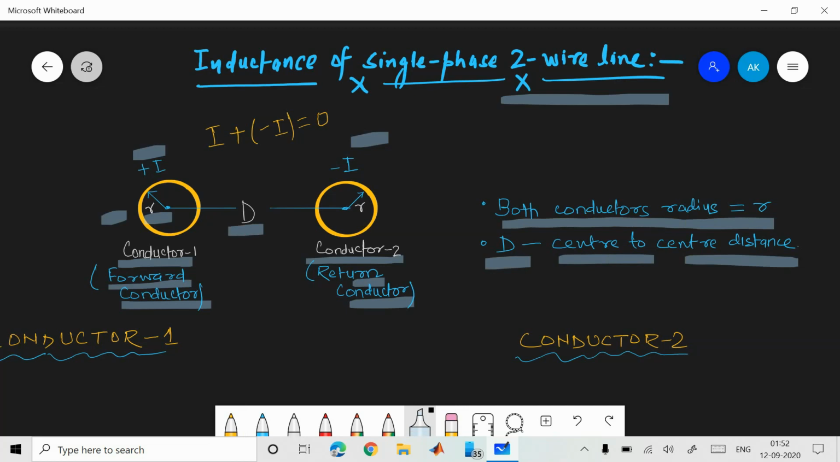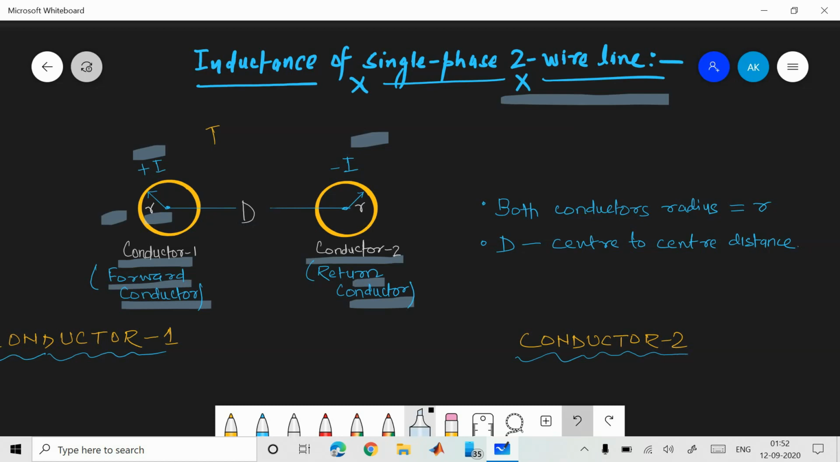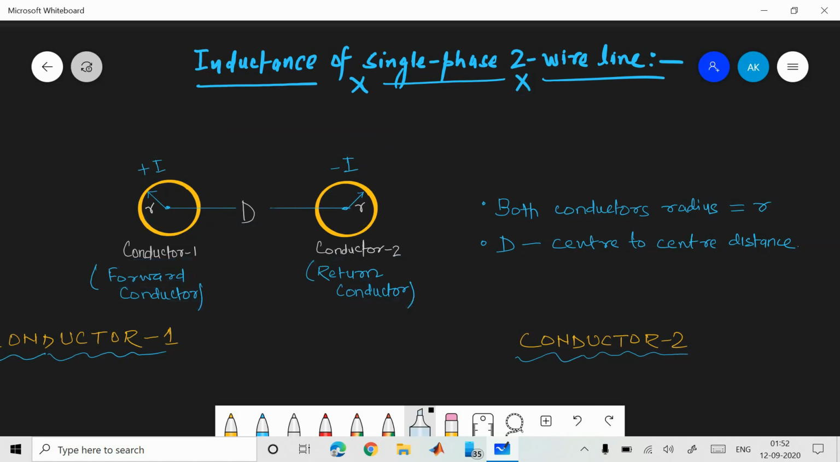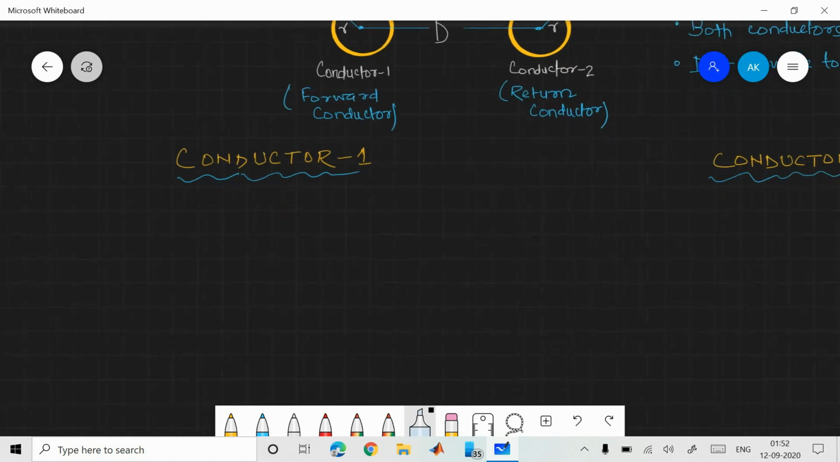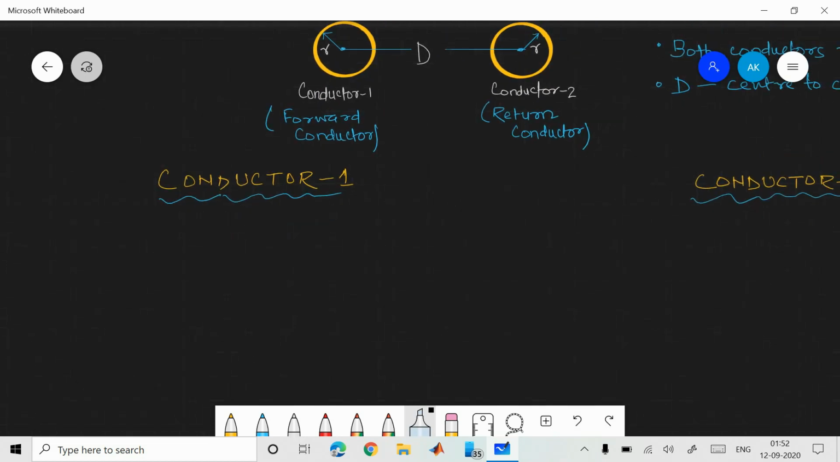Now we will talk about the first conductor. We will write the inductance of the first conductor, and then we will write the inductance of the second conductor. Then we will add the inductance of both conductors, and we will get the total inductance of the loop, or the summation of the inductance of both the conductors.